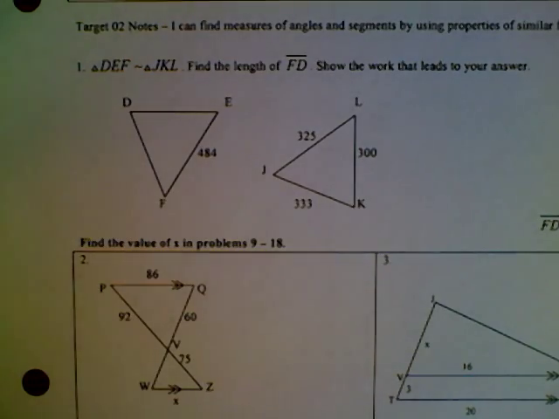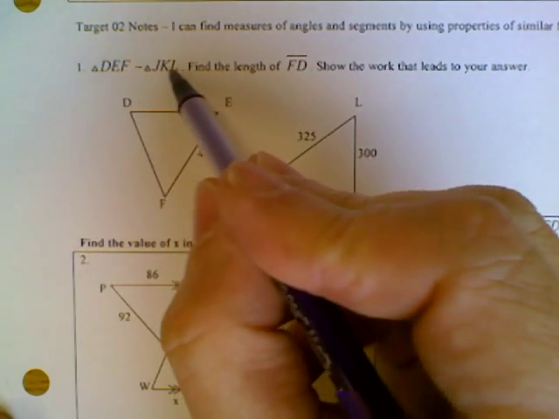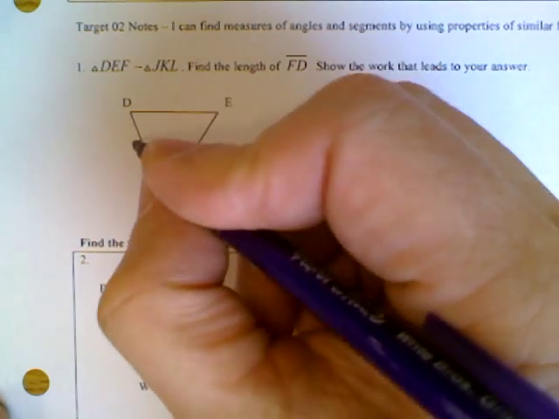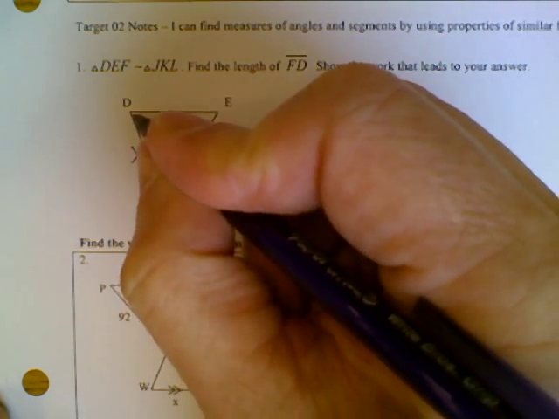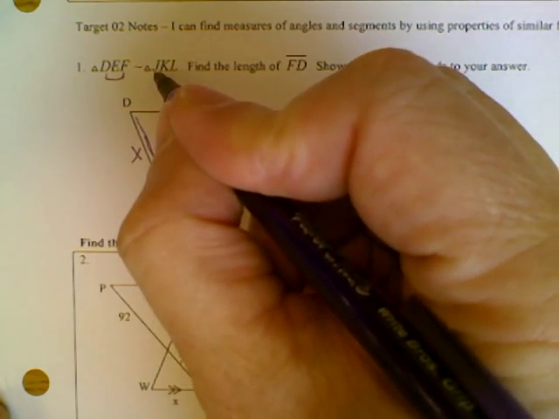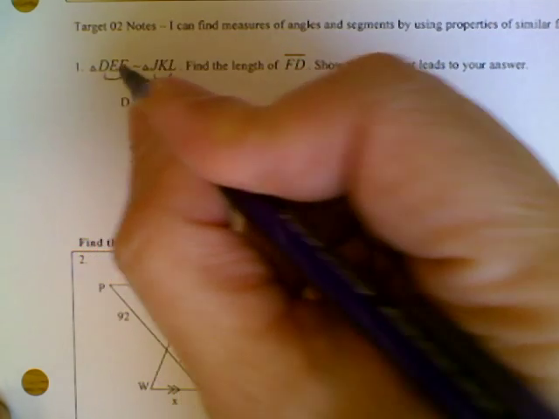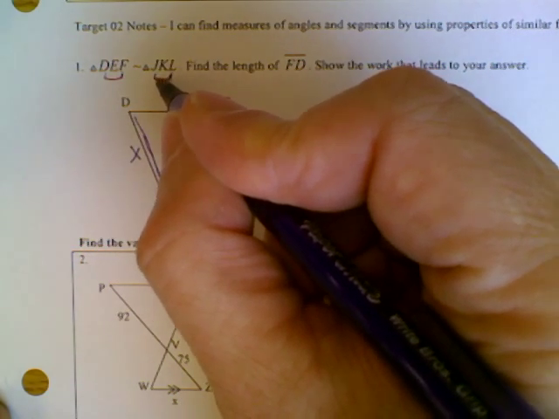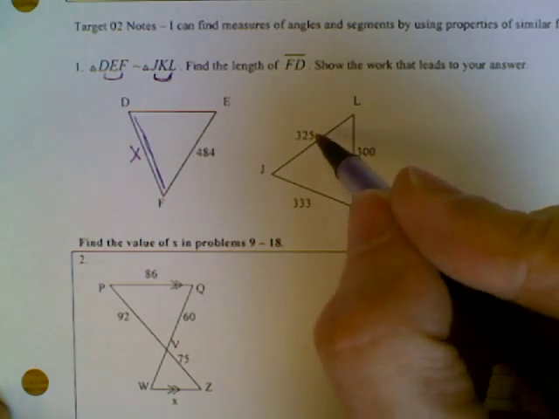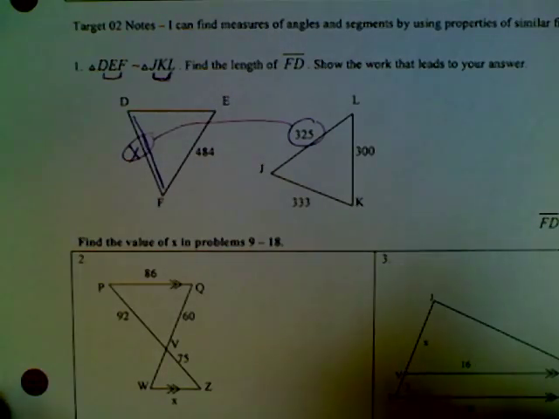We are told that triangle DEF is similar to triangle JKL, and the order of these letters is really important. If we're going to find the length of FD, I find it helpful to put a variable in place of FD and then find out what FD matches up with over here. Since F and D are the first and last letters of this triangle, they must match up with the first and last letters of this triangle. So FD matches up with JL, which is this segment over here. These two segments correspond to each other.